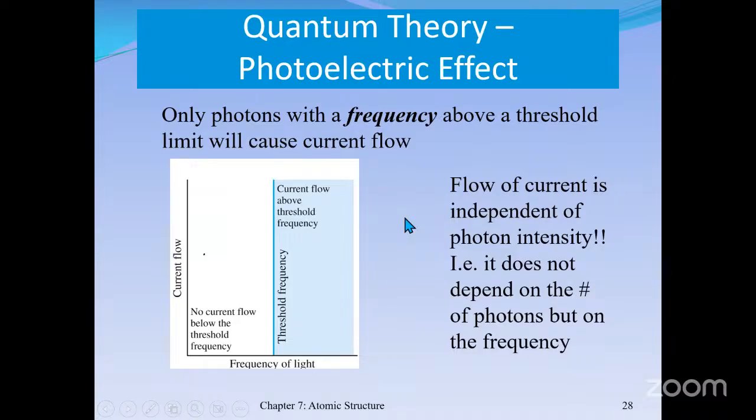Also very important that you realize is that the flow of the current is not in any way dependent on the intensity of the photon. In other words, it doesn't depend on the number of photons bombarding the photoemissive material. So it doesn't matter if the intensity is low or high. If the frequency is not the right frequency, then there's no current flow that will be observed. Okay, so that's the photoelectric effect.